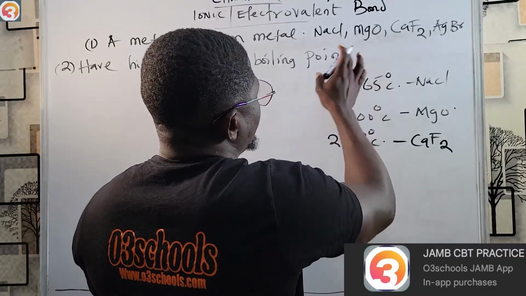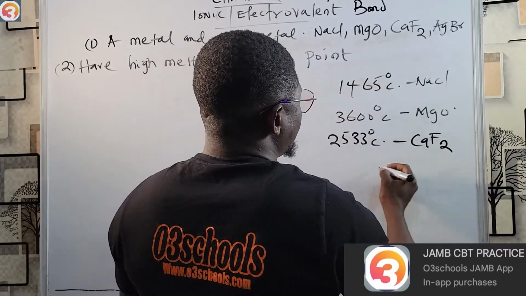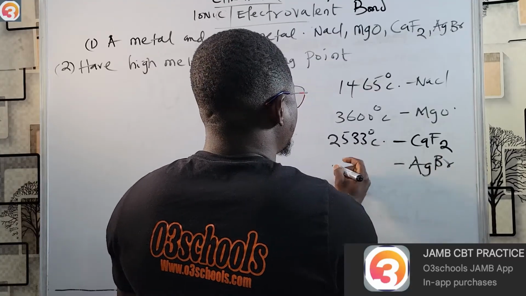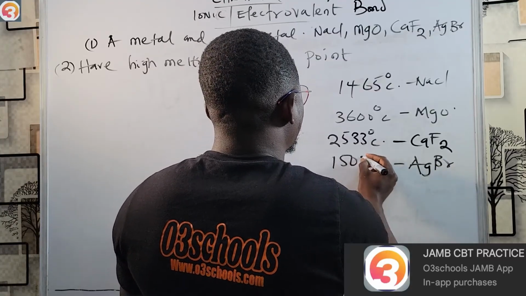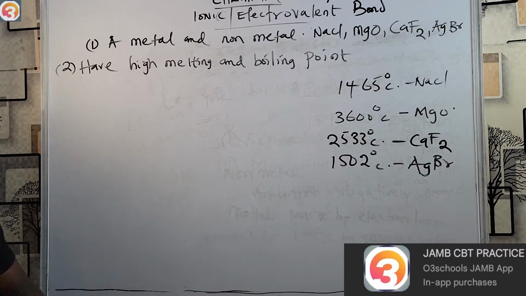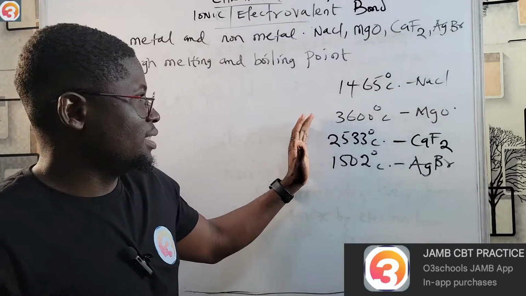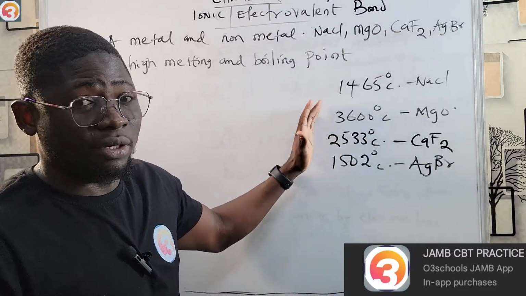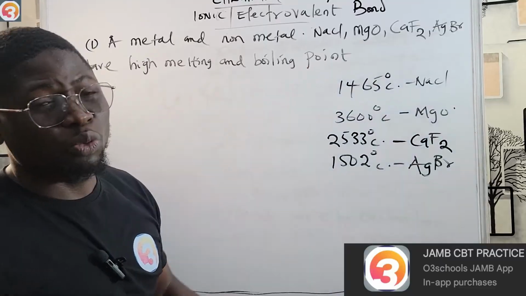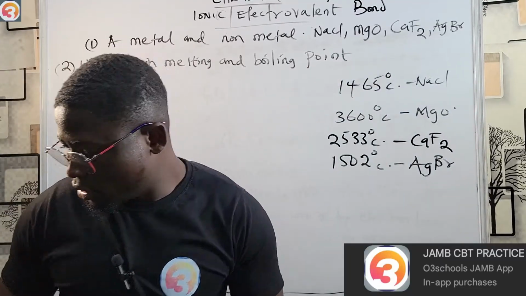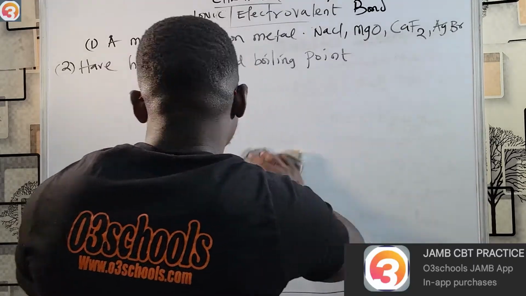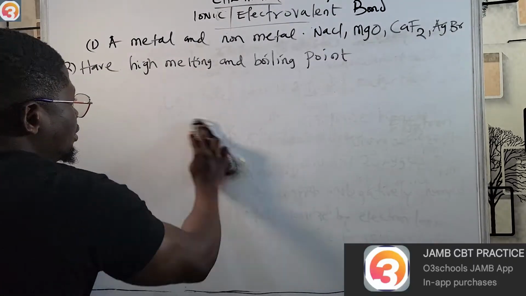What is now left there? Okay, silver bromide, AgBr, has a boiling point of 1502 degrees Celsius. All right, so these are not small boiling points. These are very, very high boiling points, and this happens because of the great electrovalent bond between the atoms that are formed. All right, so let's see another characteristic of electrovalent bond.